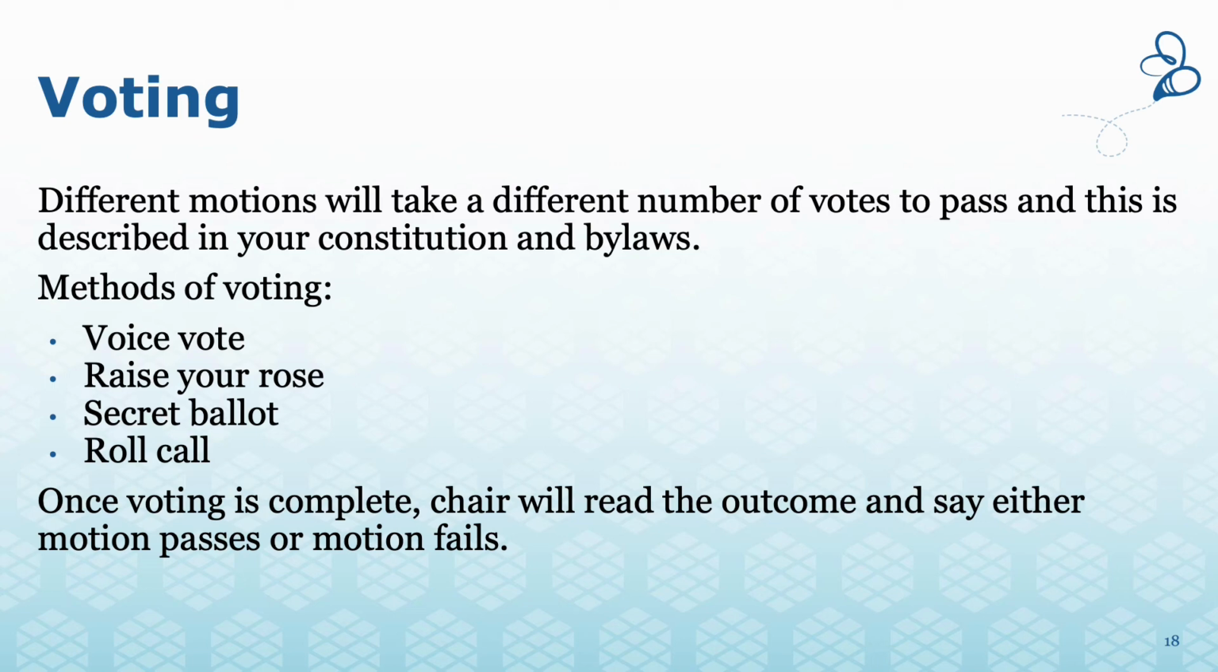Once voting is completed, the chair will read the outcome and say either motion passes or motion fails. So on a voice vote, if the ayes are much louder than the nays, then you could just say the ayes have it, motion passes. For the roses, when you count them, you could say the ayes have X number of votes and the nays, whatever, and then either motion passes or motion fails.